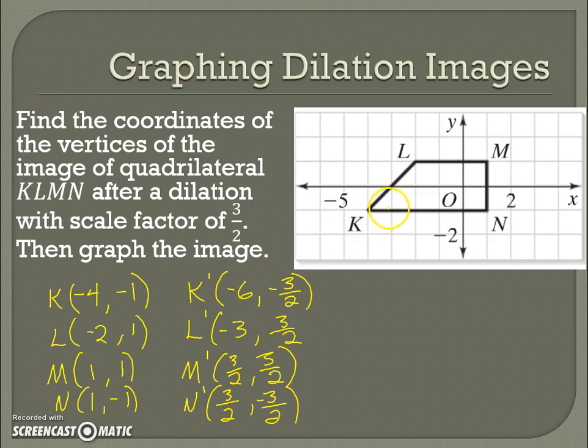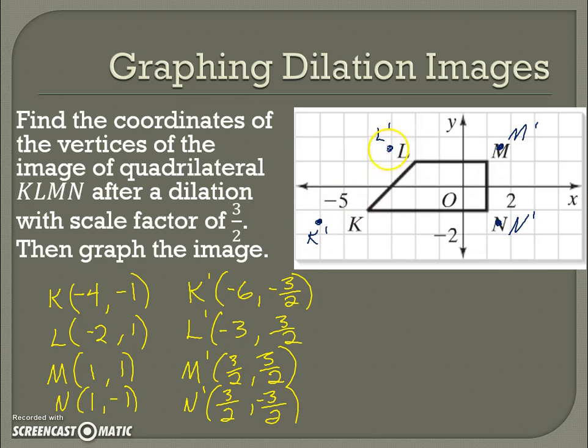So K is, let's see, (-6, -3/2). So let me change colors here. Dark blue. So -6 and then there. So that's going to be K prime. L prime is -3, so 1, 2, 3, and +3/2. So that's going to be here. M prime is over 1.5, up 1.5, so it's going to be right here. And then N prime is over 1.5, down 1.5. So it's going to be here.